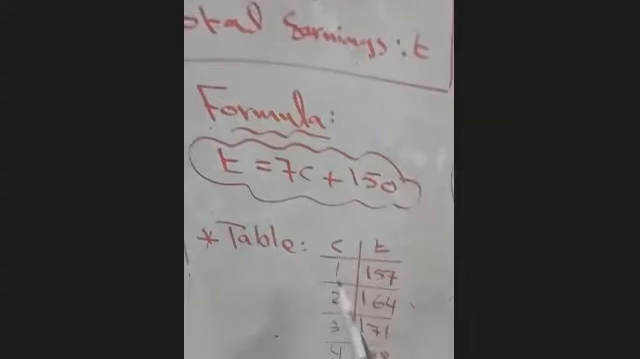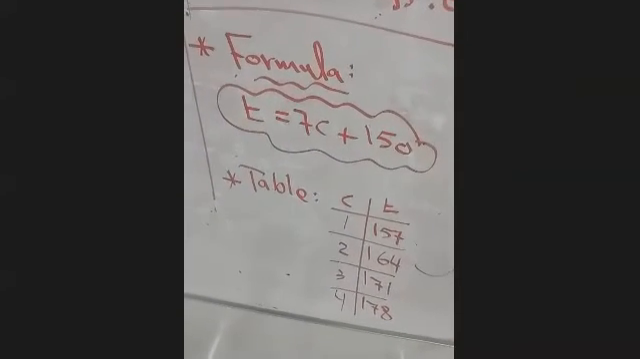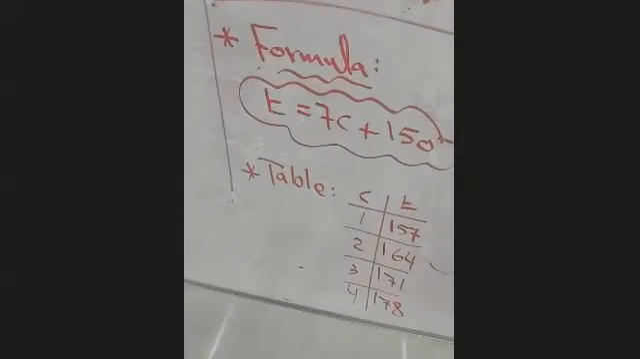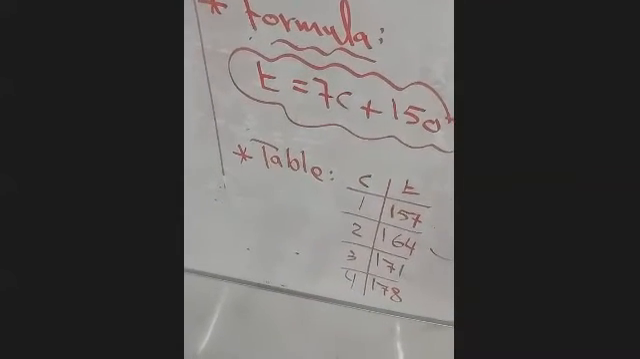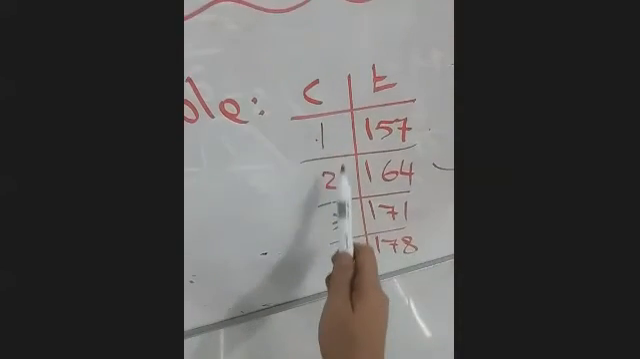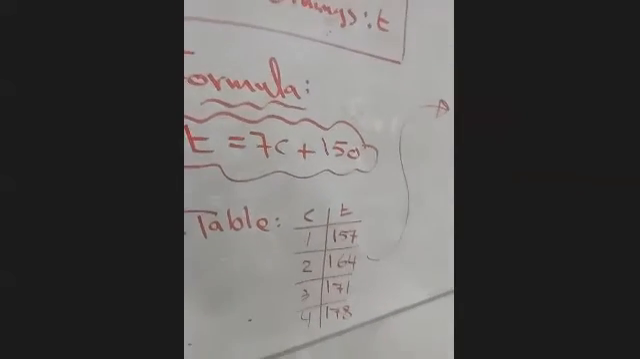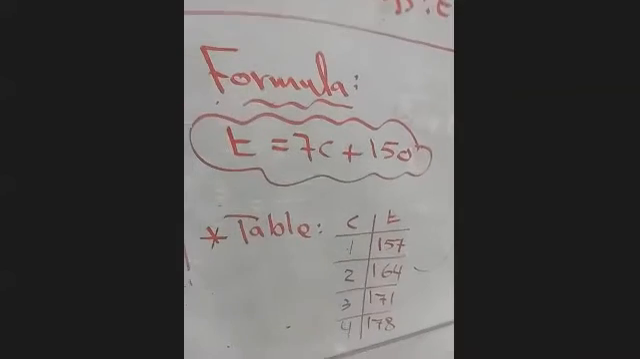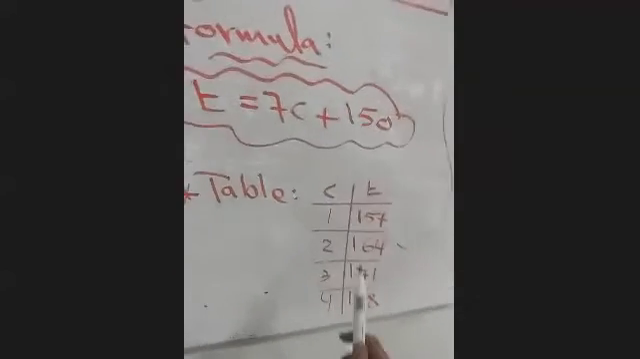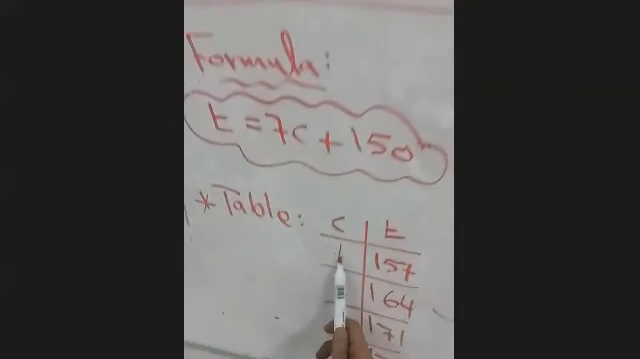Okay, yes, I know. From the formula, what did we make? A table. Do you know how we make the table? No. Yes or no? Louder. No. Okay. Here, these numbers for the C, we choose them. How will you choose 1, 2, 3, 4? Is there a problem? No. Then, how do we find the T if we have C from the formula?